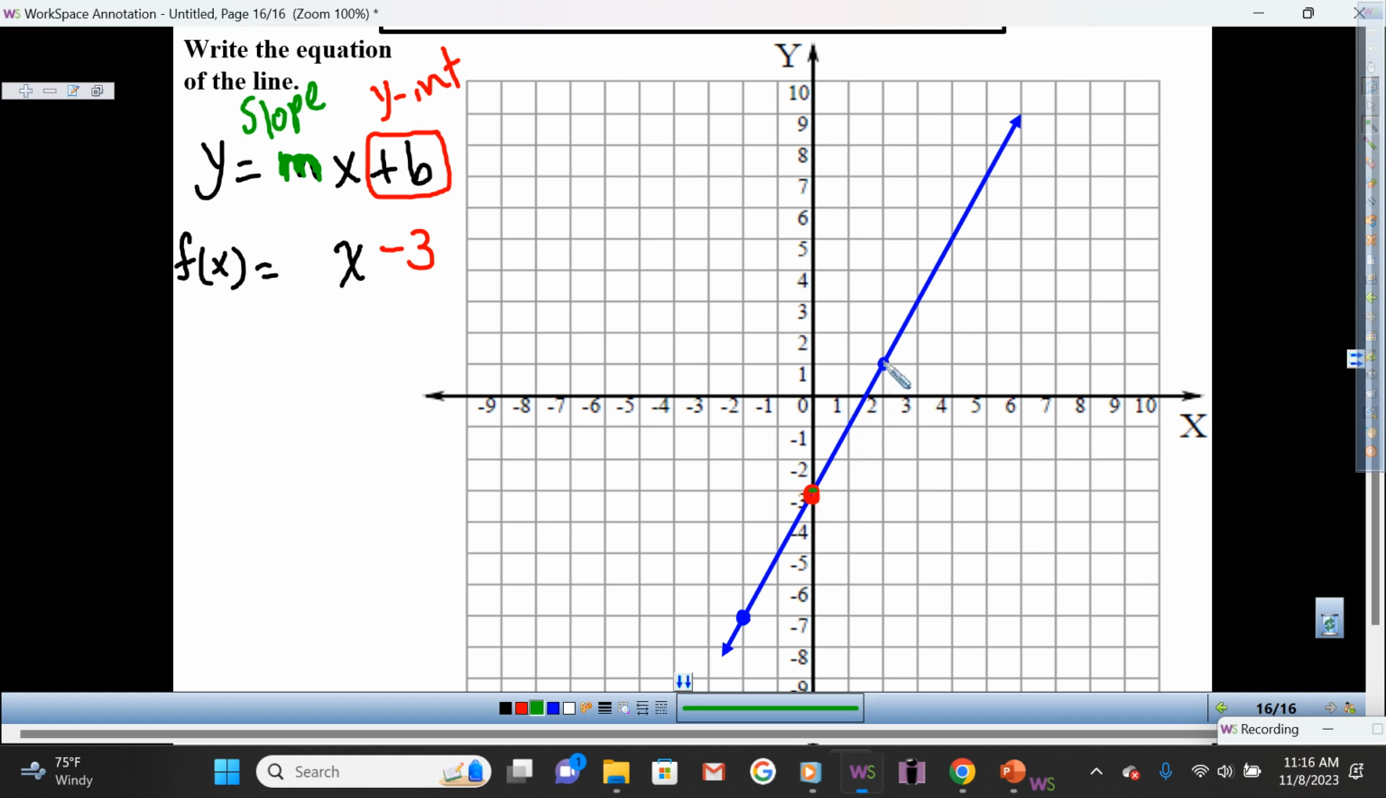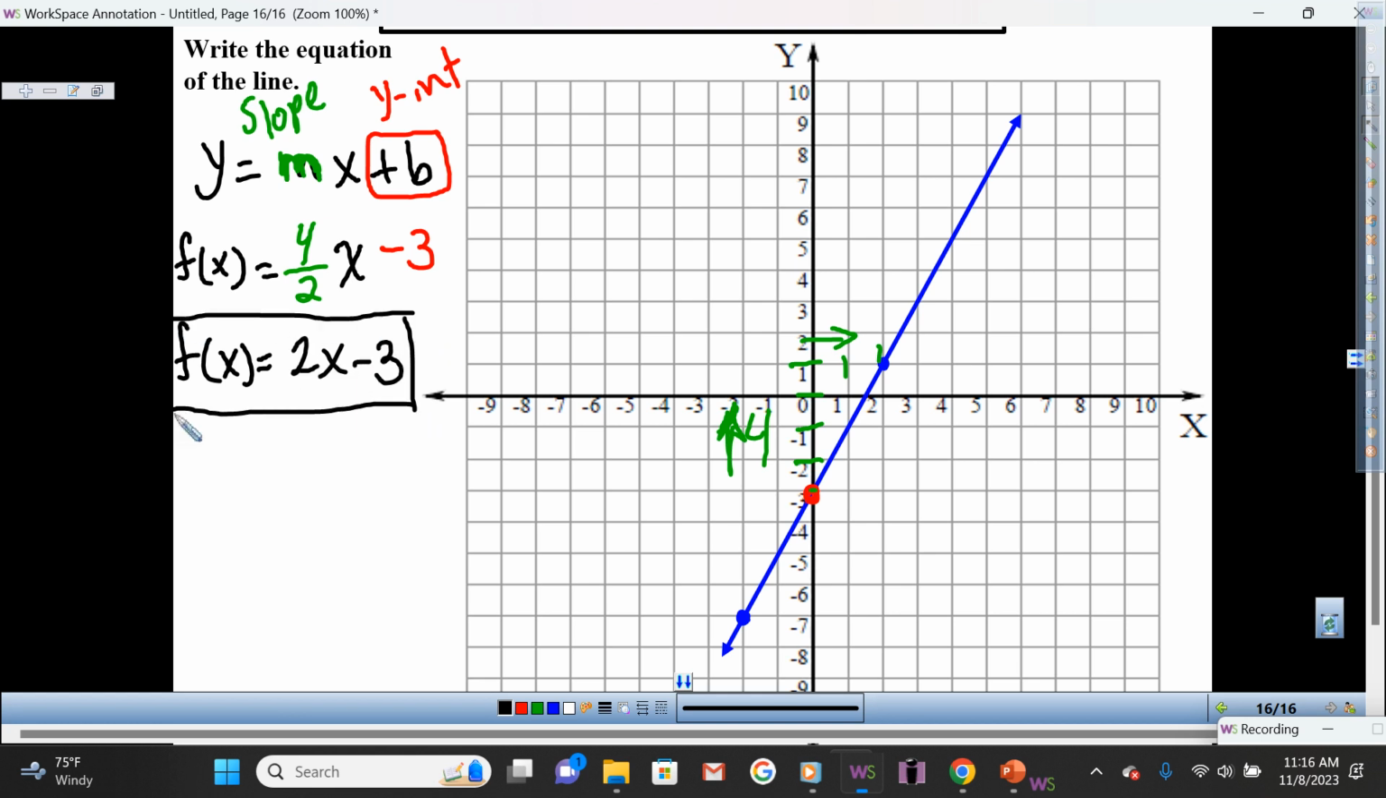So to get from here to here, I need to go 1, 2, 3, 4 up. And then 1, 2 to the right. So I would write 4 over 2. Can I simplify that? Yeah, f of x equals 2x minus 3. Oh, we got this. All right, from 1 to 5, how are you with that? Okay?